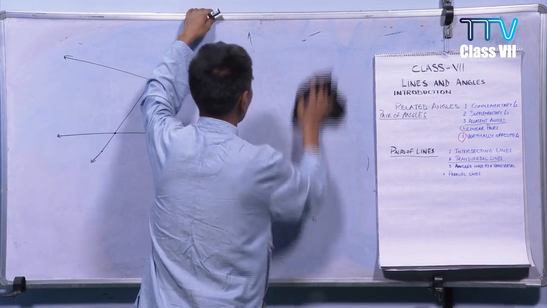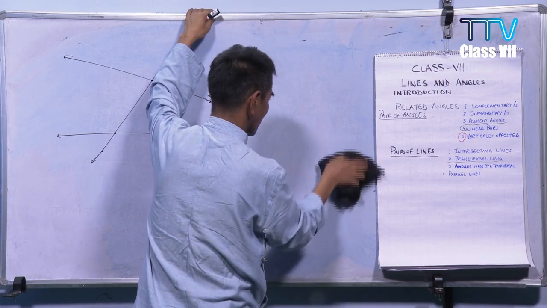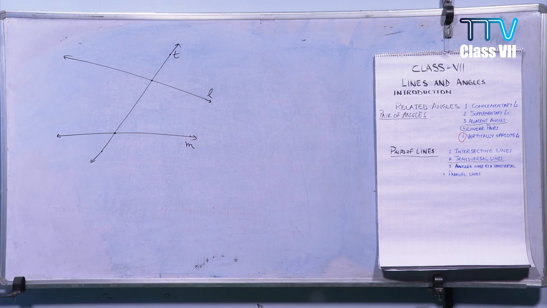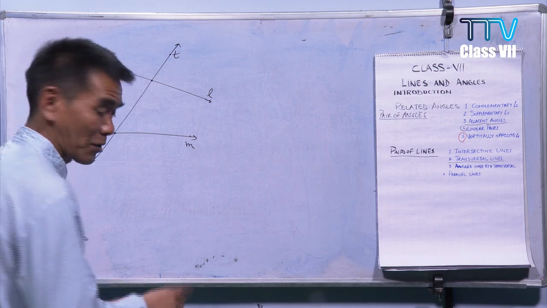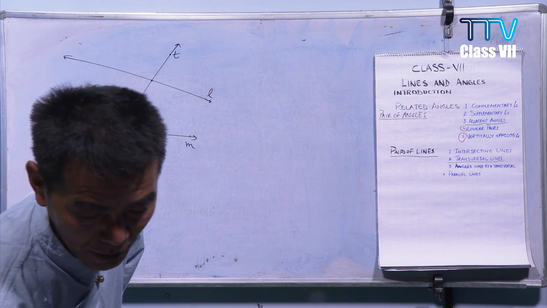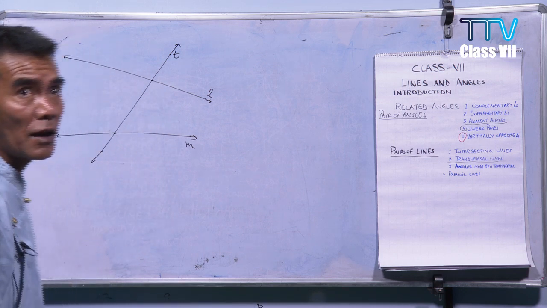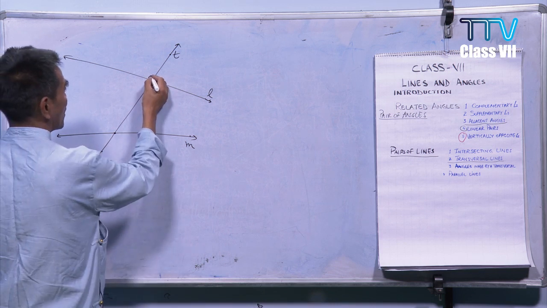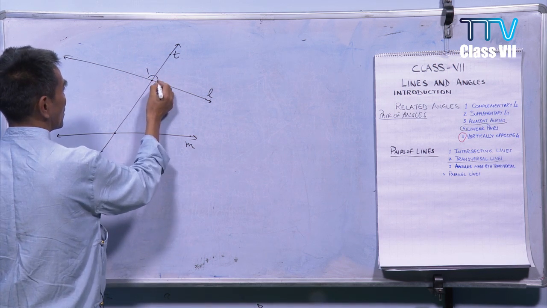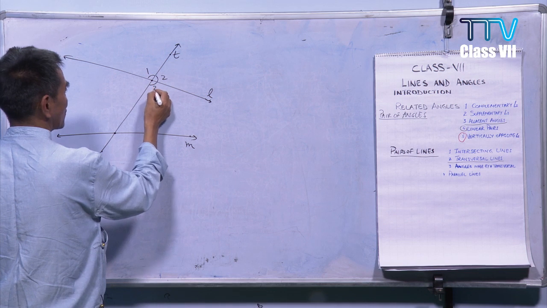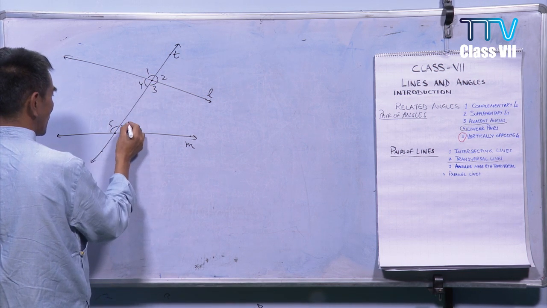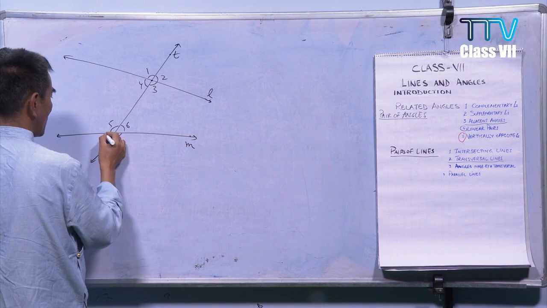Now the angles formed. When a transversal line passes through line L and line M, angles are formed from this. I will mark angle 1, angle 2, angle 3, angle 4, angle 5, angle 6, angle 7, and angle 8.